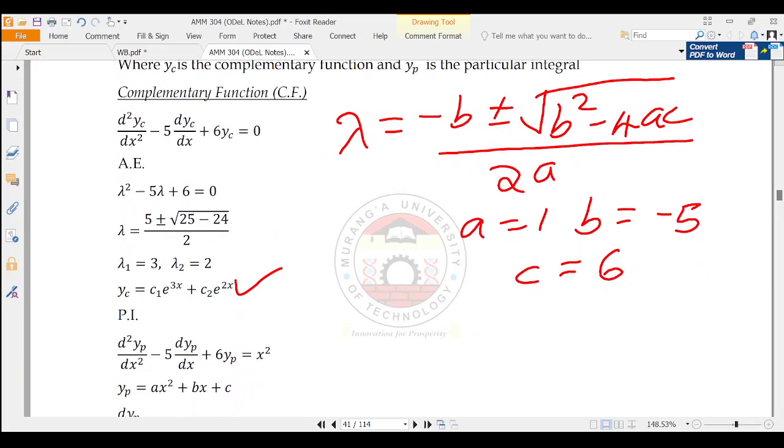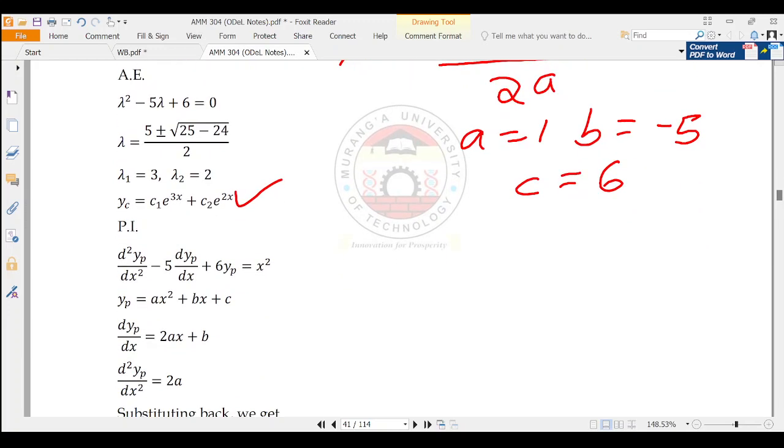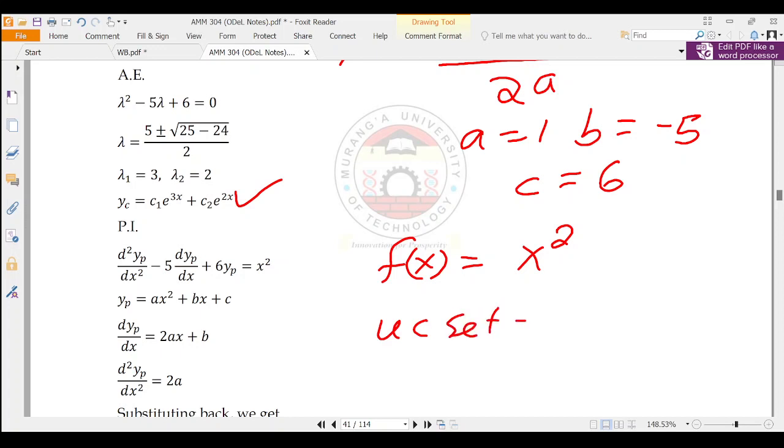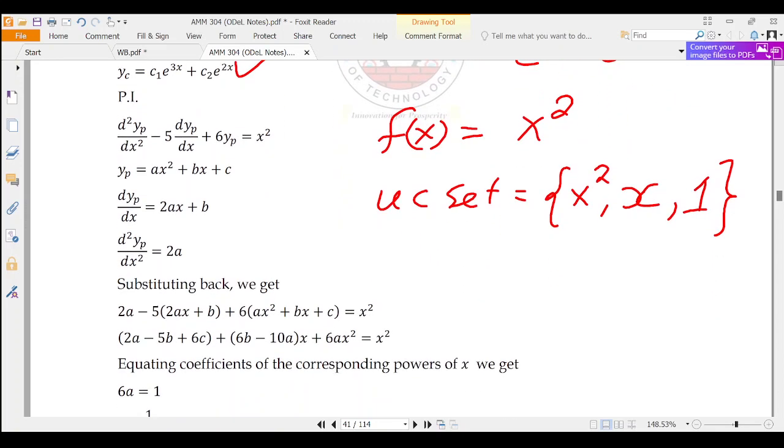For the particular integral, you notice that our function f of x is equal to x raised to power 2. So the UC set will comprise the functions x raised to power 2, which is the function f. When you differentiate, you get 2x, so we identify the function x as a UC function. When you differentiate again, you get a constant, so we identify 1. So the yp will be a linear combination of these.